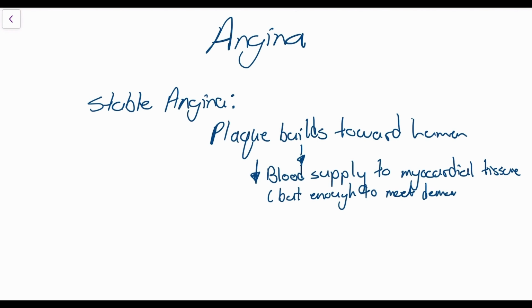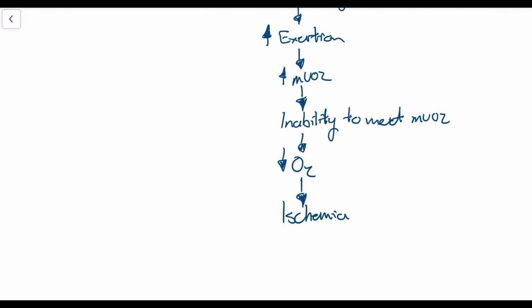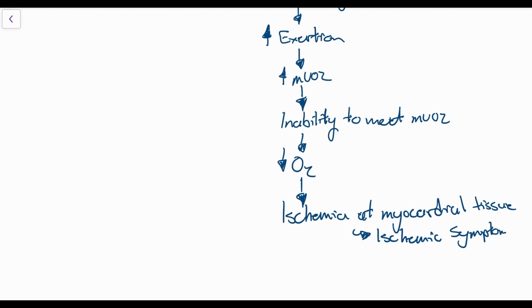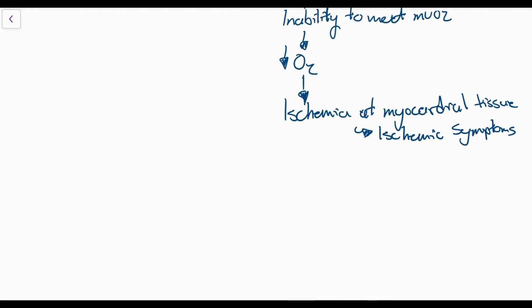When the patient begins to exert themselves, the oxygen demand, or MVO2, begins to rise. Due to the atherosclerosis, there is an inability to meet oxygen demands due to the plaque occluding the blood vessel. This leads to a decrease in oxygen distal to the plaque and results in symptoms of ischemia at myocardial tissue, otherwise known as cardiac ischemia. When the patient takes nitroglycerin or rests, the oxygen supply will return to adequate levels and the symptoms disappear.